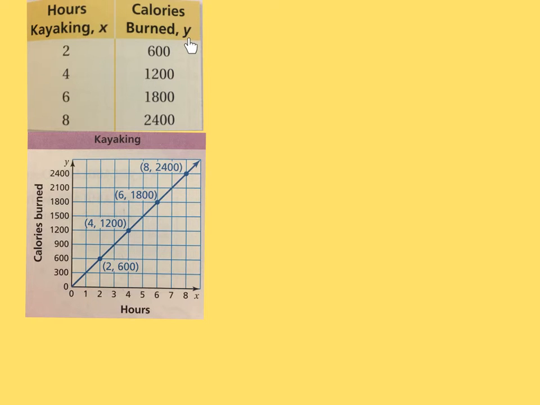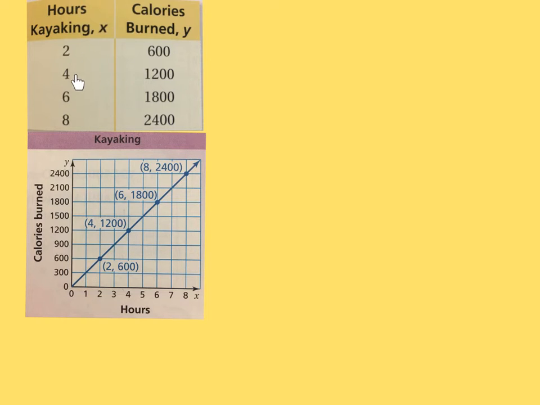Well, since this is the example, they do that for you, and this is what I've done here. I've taken a picture and put the same graph over here. So if you were to do this on your own, you would get the very same graph that would look like this. Hours kayaking is your x, so hours down here, and the calories burned is your y, so the calories burned goes up the side.